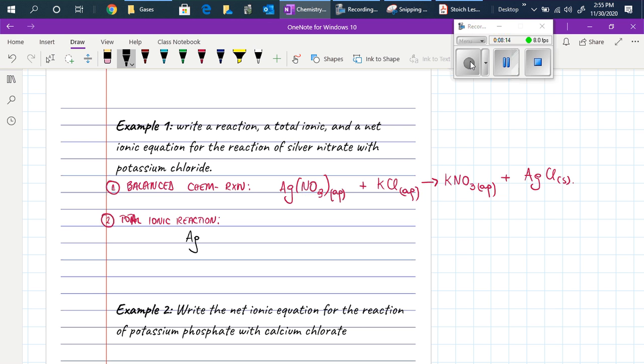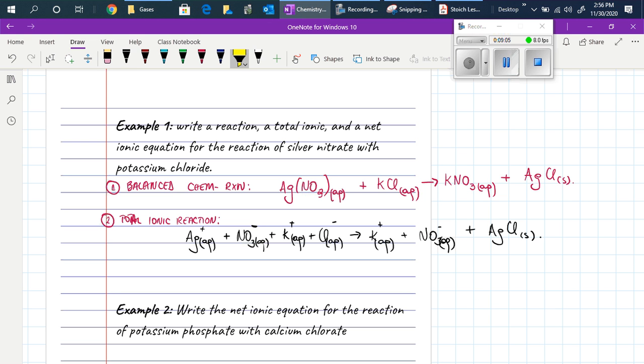Ag+ in aqueous solution plus NO3- in aqueous solution plus K+ in aqueous solution plus Cl- in aqueous solution. And then here we will have K+ plus NO3-. And since this is solid, we will leave it as not dissociated, because the solid will form a precipitate; it is not soluble. Okay.